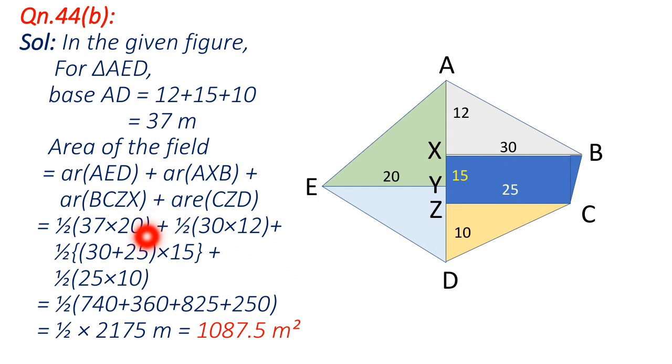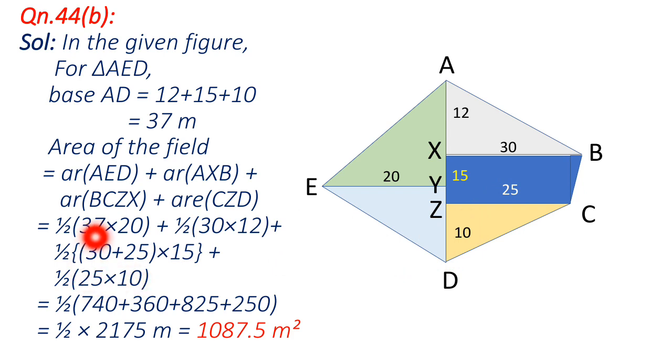So see, we are using the formulas. For this AED, it is 1 by 2 into 37, which is the base, into height, which is 20. Correct. And now for this AXB we have half into 30 into 12, half into base into height. Now the trapezium, we have half into the sum of 30 plus 25, that is 55, into 15, correct? Sum of parallel sides into height. Now the last one, this CZD, we have half into 25 into 10, correct?